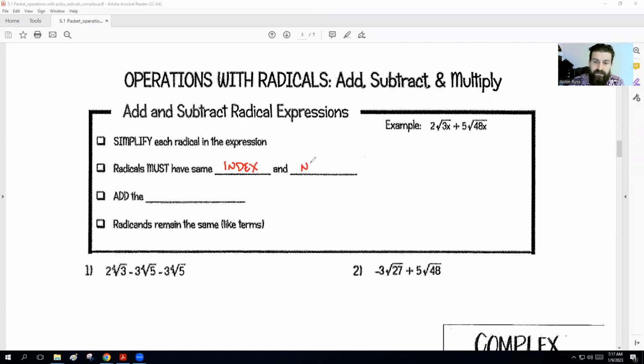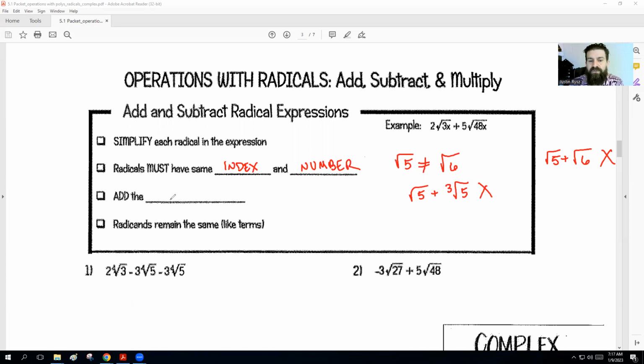Next, the radicals must have the same index and the same number. So the square root of 5 is not the same thing as the square root of 6. Even though they're both square roots, we cannot add them together. We cannot do square root of 5 plus square root of 6. The other thing is we can't do the square root of 5 plus the cube root of 5. Even though they are both 5, they have different indexes. They've got to be the same.